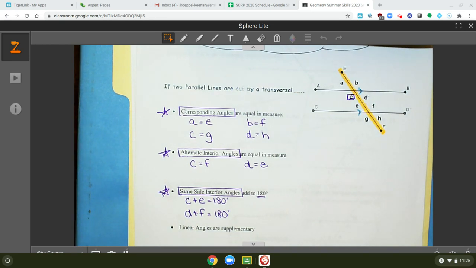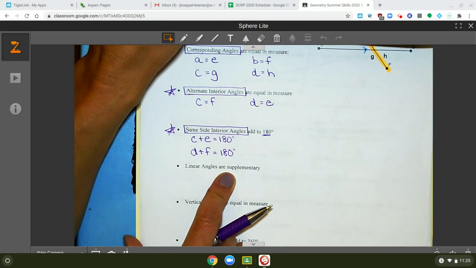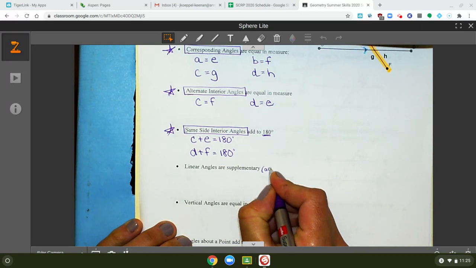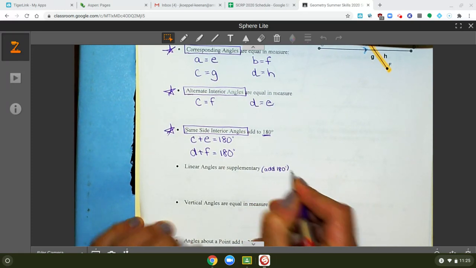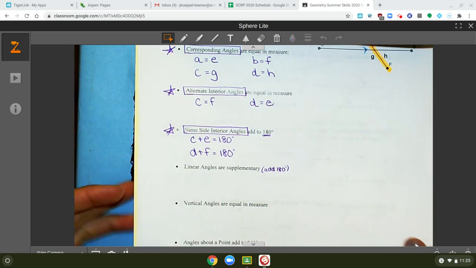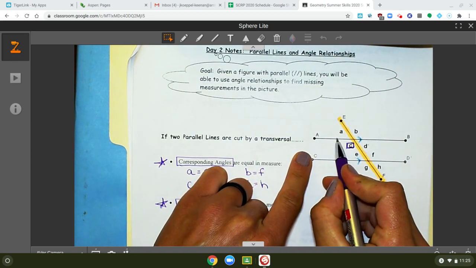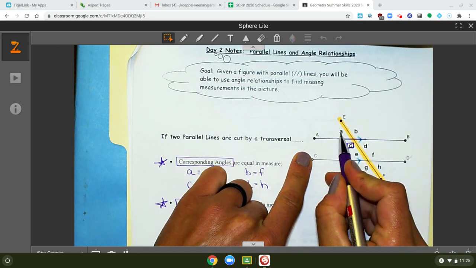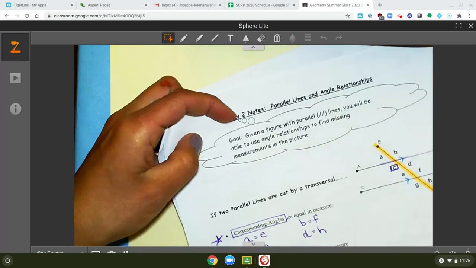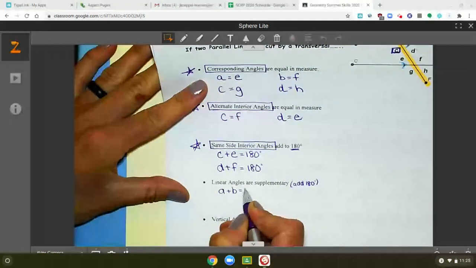Now, in addition to these three, we also need to make sure that we remember our angle relationships that we learned on Tuesday. And those are going to be linear angles are supplementary, or we know that that means they're going to add to 180 degrees. So remember, linear angles are angles that are next to each other and form a straight line. So if we go back up to this picture, if you look at A and B together, do they form a straight line? Yep, so A and B would be linear angles. So we could write A plus B equals 180.